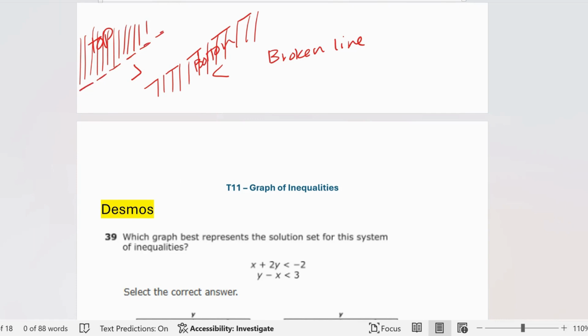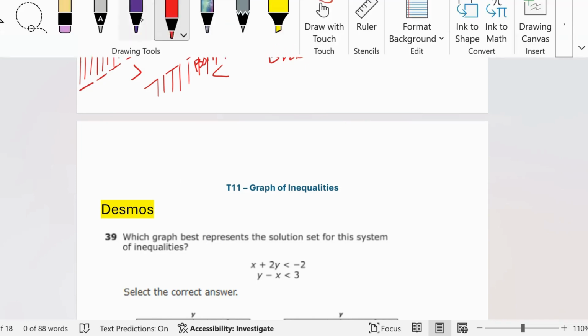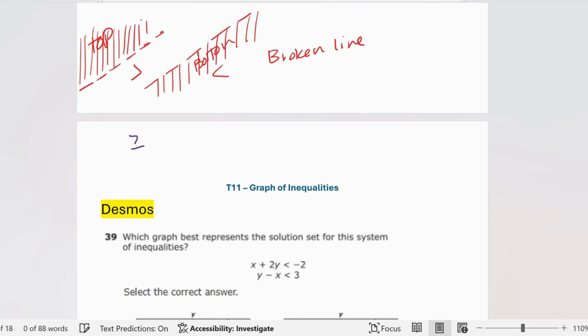Okay. Now, what if it's greater than or equal to? The graph is a solid line and the shaded part is on top. While if it's less than or equal to, the shaded part is at the bottom. So this means your graph is a solid line. Both of them are solid lines. Okay, you need to understand that. Here we go.